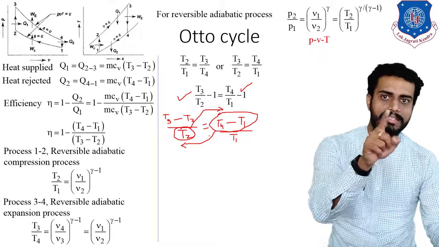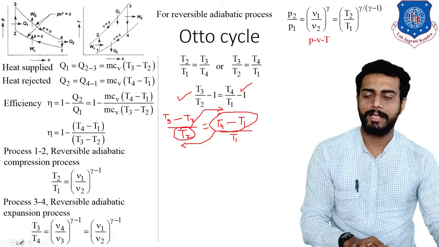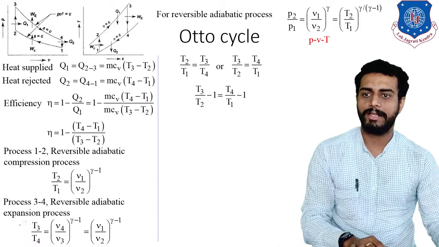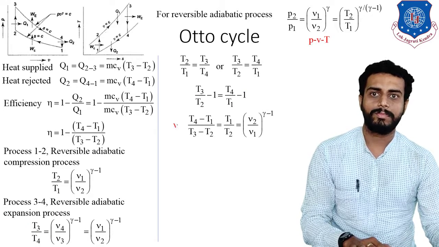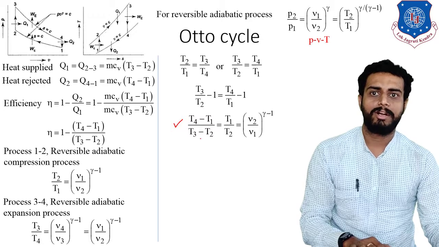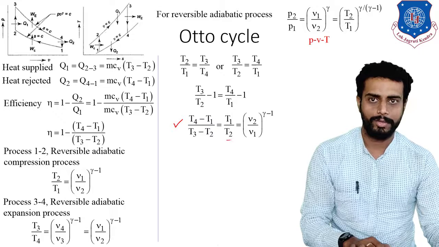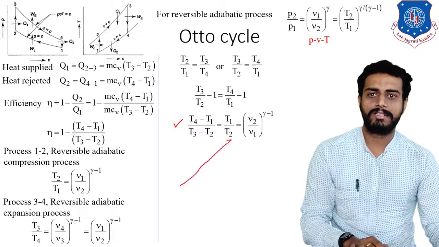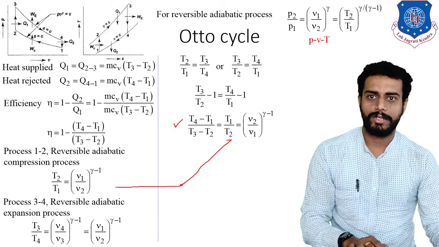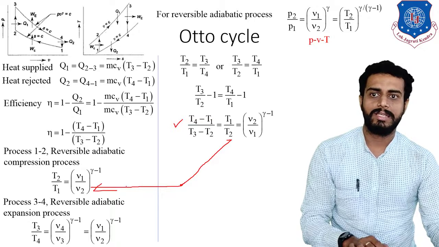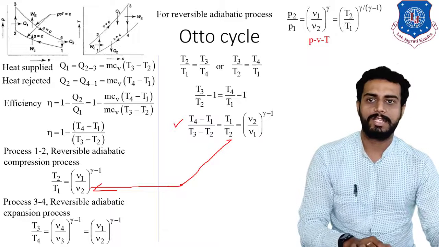Observe this. This step is not written; I will write the next step directly. So observe the next step after the arrangement. It will be like this: T4 minus T1 divided by T3 minus T2 is equal to T1 by T2, as I have already told you. Now you know that T1 by T2 is what? You can see that T1 by T2 is equal to V2 by V1 raised to gamma minus 1 from this equation, right?